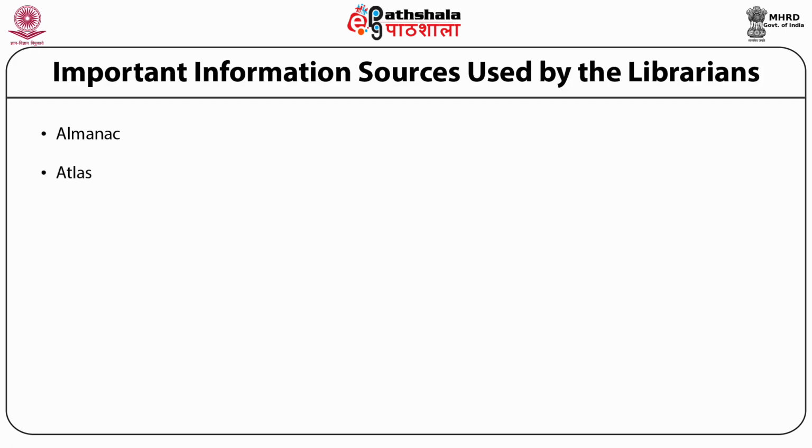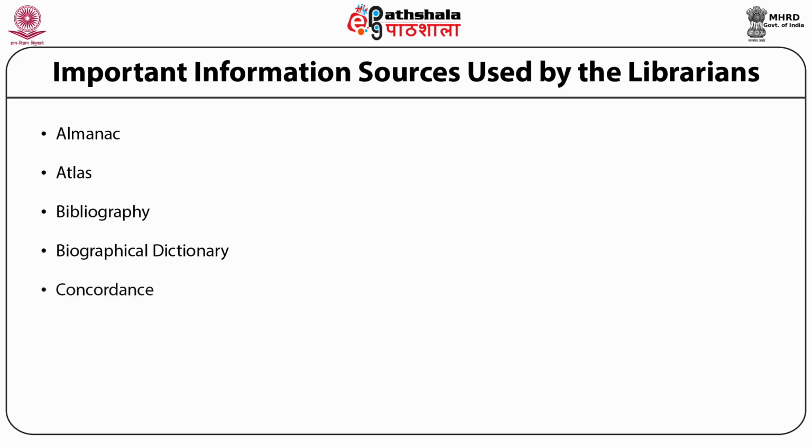Secondly, atlas. Atlas is a book of maps and geographical information. For example, Atlas of American History. Next one is a bibliography. Bibliography is a compilation of sources of information which provides literature on a specific subject or by a specific author. For example, Books in Print and Bibliography of African Literatures. Next one, that is biographical dictionary. It is a source of information about the lives of people. For example, Current Biography and Who's Who in America.